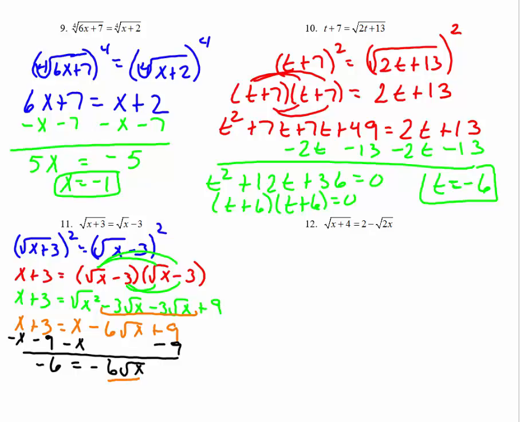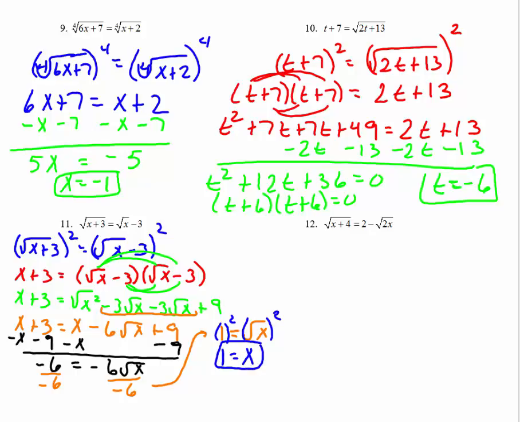I almost have it isolated. I still need to get the square root by itself, so I'll divide both sides by 6. When I do so, I end up with 1 equaling the square root of x. Now that I have it isolated, I'll square both sides. And when I raise both sides to a power that equals the index, I get x equaling 1.